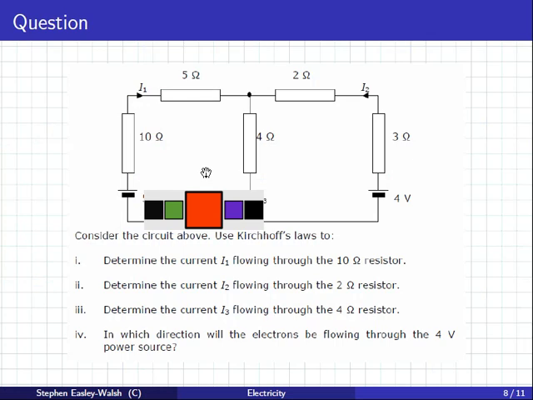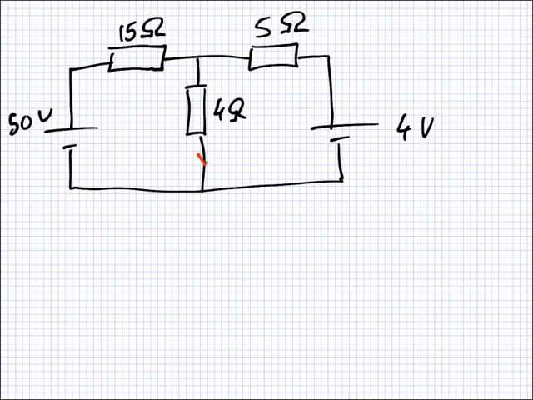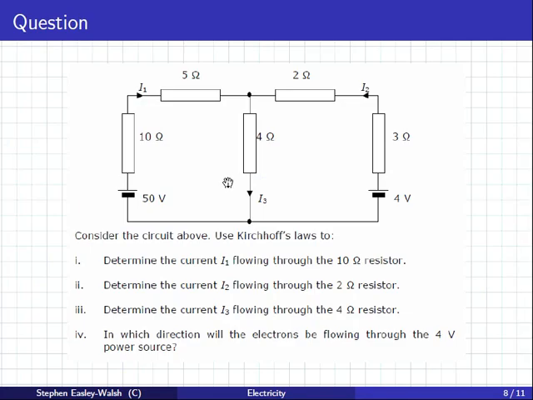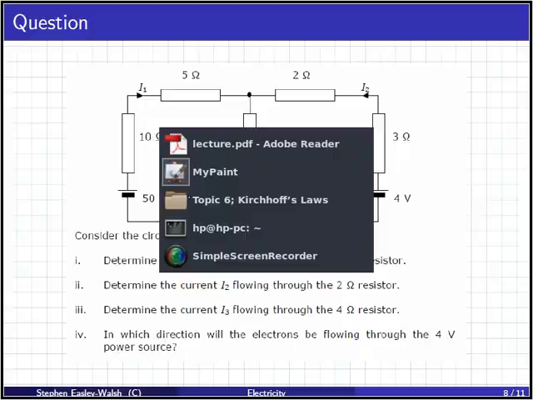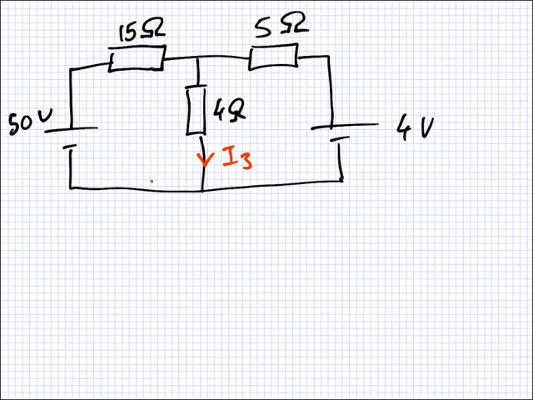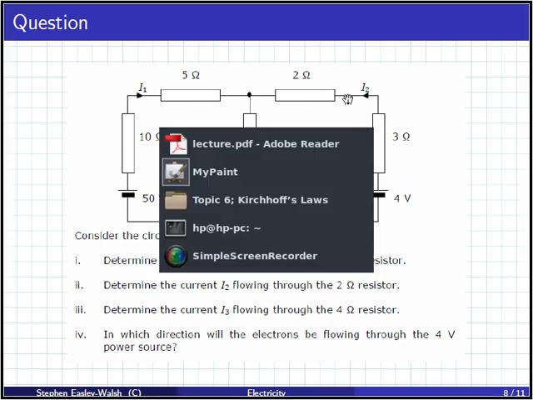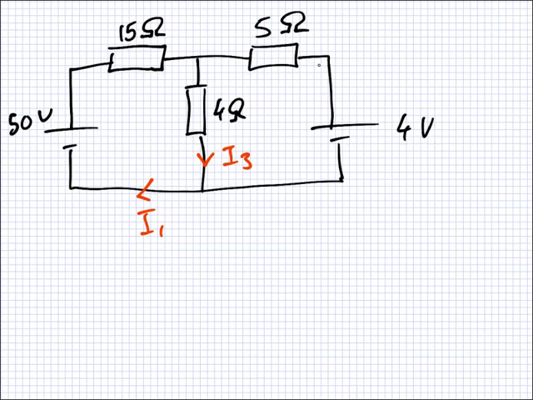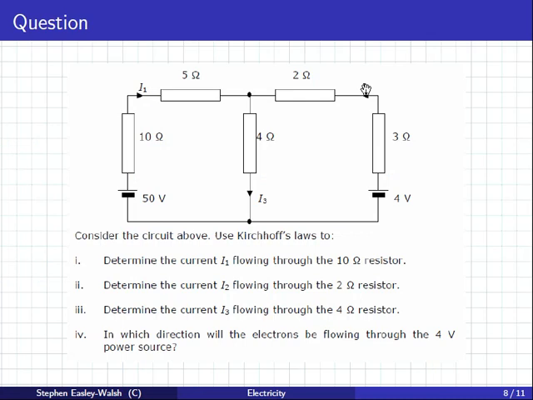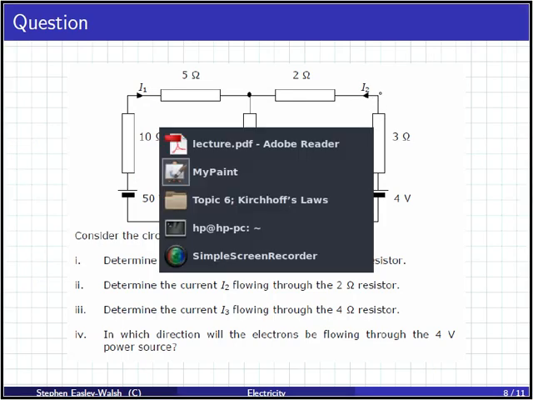And let's put in our currents. Down the middle here is an I3, and then it splits to, on the left going around, an I1, and then going around this way, they have the arrow pointing left, so that would be going up here, I2.